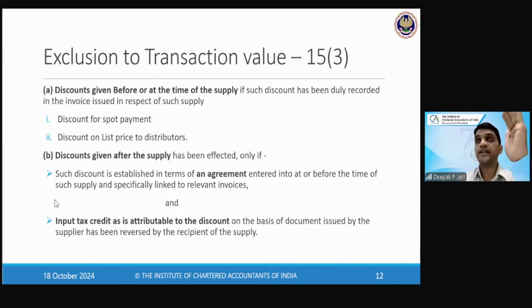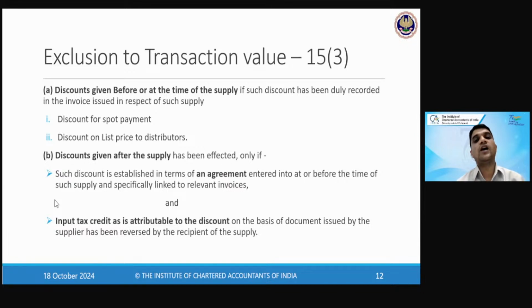Okay. Now, additions we understood. Now, what are the reductions? Discounts before or at the time of supply. This also we have understood in scenarios 1 and 2, that any discount before or at the time of supply, such discount has been duly recorded in the invoice issued in respect of such supply. That is discount on spot payment, discount on list price to distributors. These are the two scenarios where discounts are given before or at the time of supply.